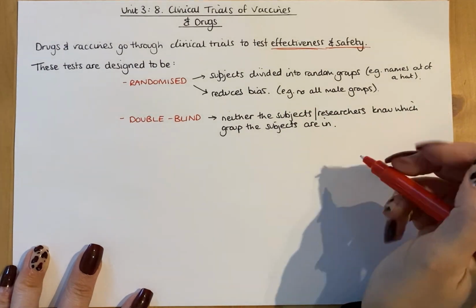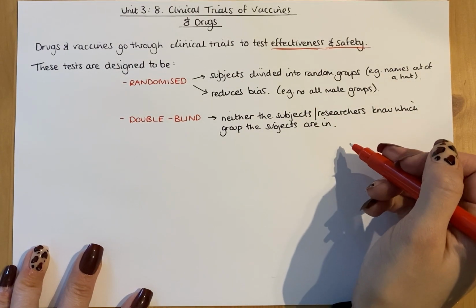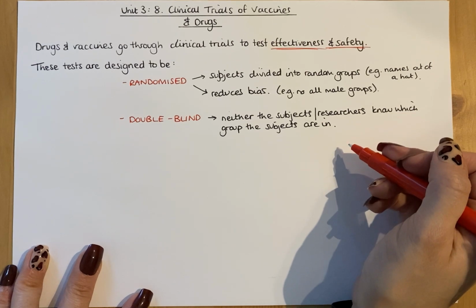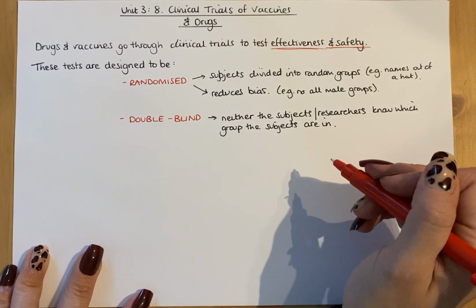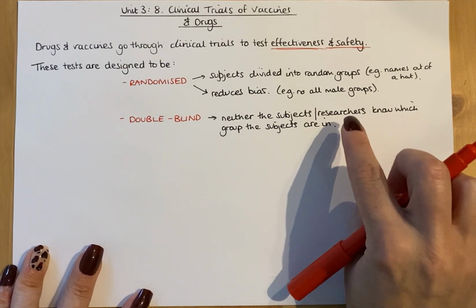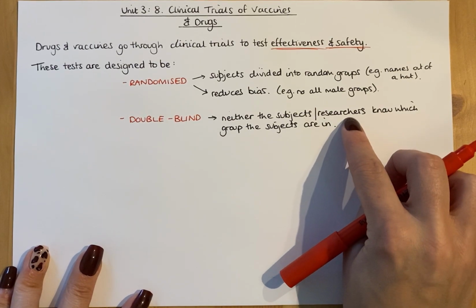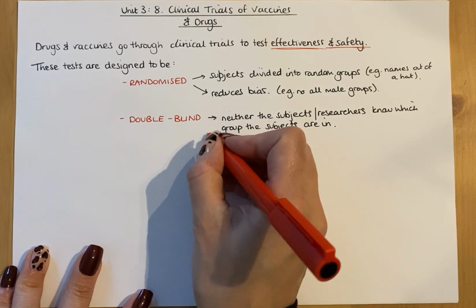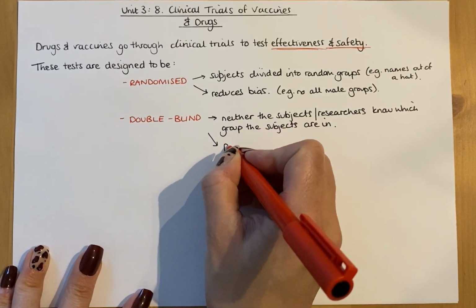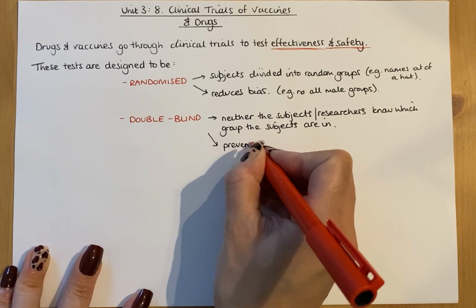So if a person knows which group they're in, whether they're getting the drug or not, that might influence how the results come out, and how you would then interpret your results. If a researcher knows that a person is getting a vaccine or a drug, they might interpret their results differently. So it prevents biased interpretation of results.